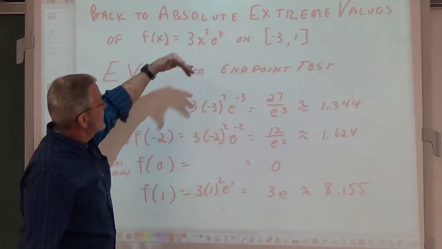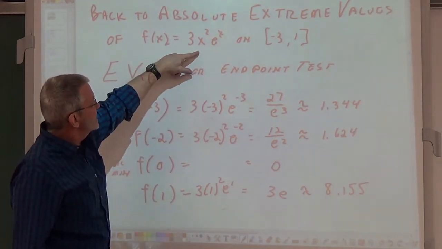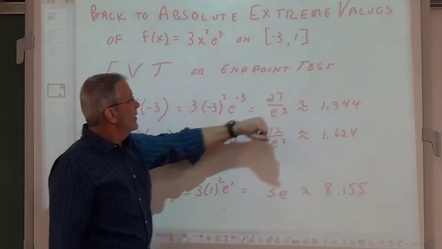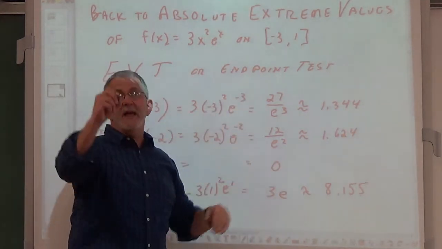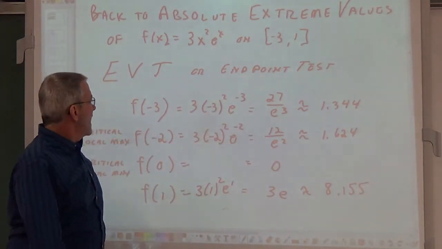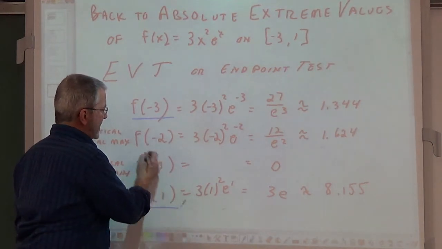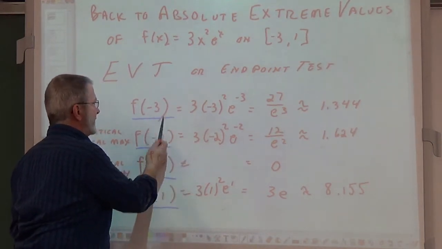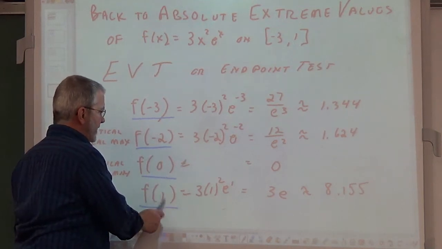Back to the absolute extreme value theorem problem. I want to find the absolute max of that function from negative 3 to 1. Call it the extreme value theorem or the endpoint test, or hey, I'm testing the endpoints. And so all I'm going to do is test the endpoints and test the critical values. I'm going to test f of negative 3, f of negative 2, f of 0, and f of 1.